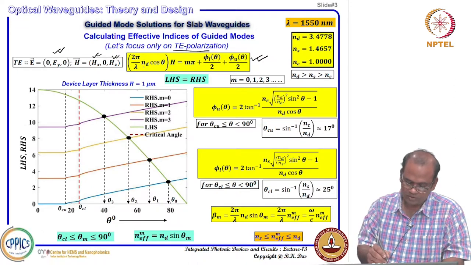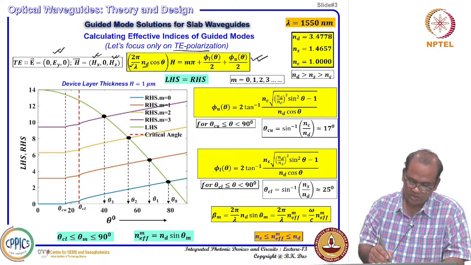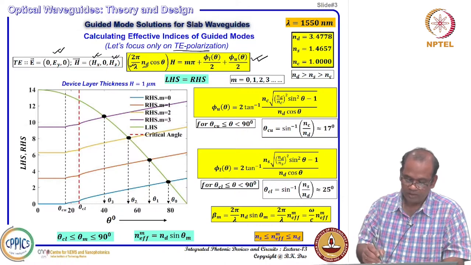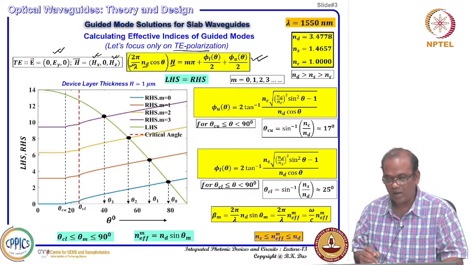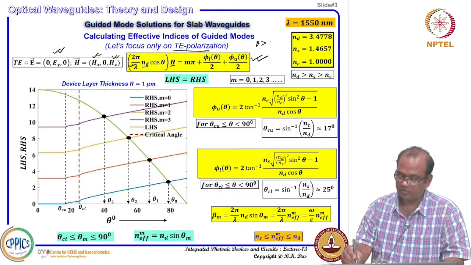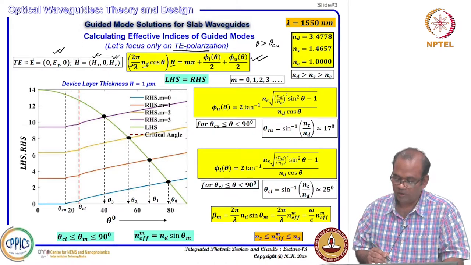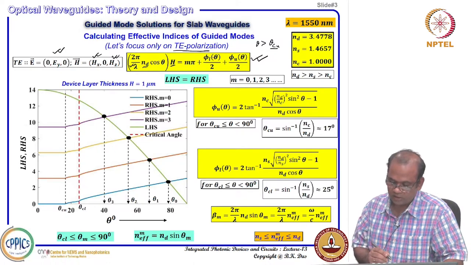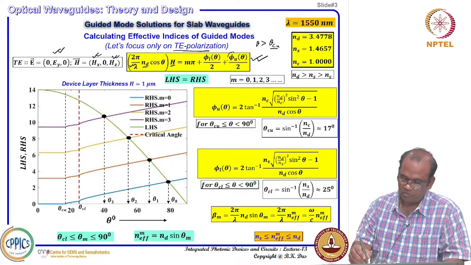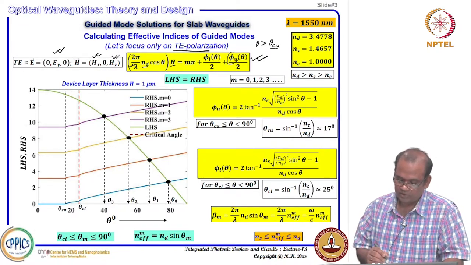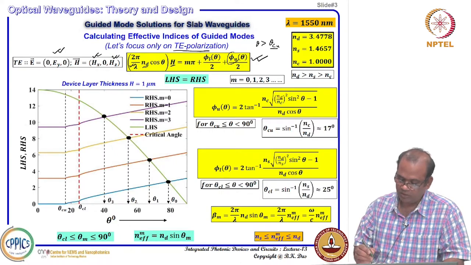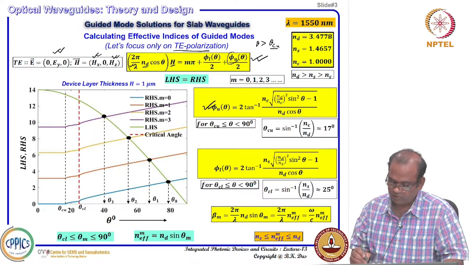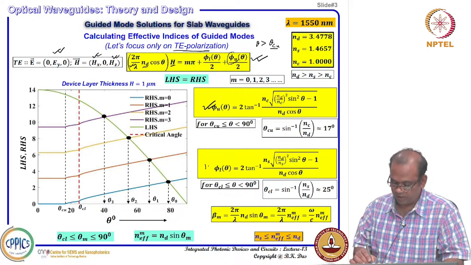In this case, ND is the refractive index of the device layer, lambda is the operating wavelength, and H is the device layer thickness as mentioned. Phi L is the phase change that happens at the lower interface when theta is greater than the lower critical angle. For the upper interface, theta must be greater than theta C u. I am talking about phi u, the upper phase, and phi L, the lower phase, which arise because of total internal reflection. They are defined for TE polarization by this expression, and for TM polarization by another.